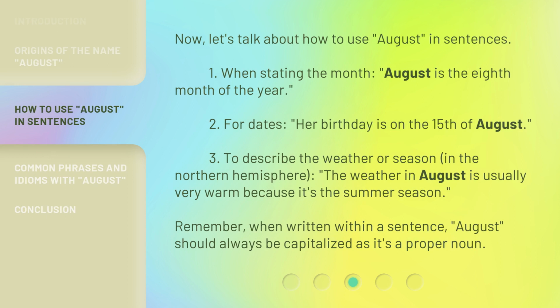Now, let's talk about how to use August in sentences. 1. When stating the month, August is the 8th month of the year. 2. For dates, her birthday is on the 15th of August. 3. To describe the weather or season, in the Northern Hemisphere, the weather in August is usually very warm because it's the summer season. Remember, when written within a sentence, August should always be capitalized as it's a proper noun.